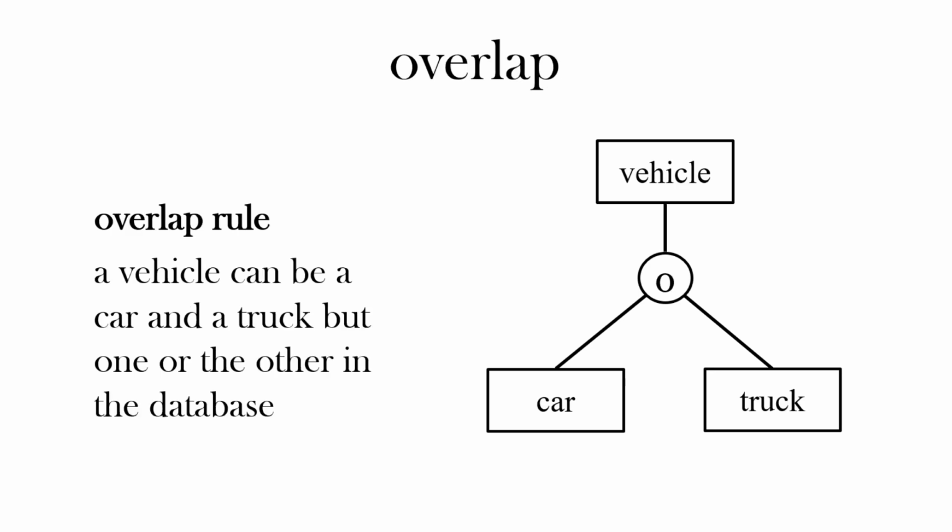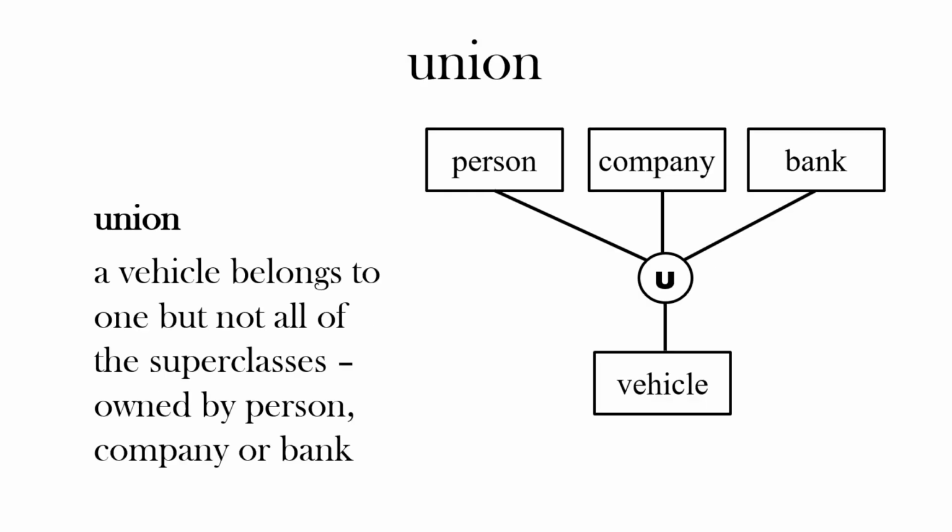Overlap, so we have a car and a truck. Now a vehicle could essentially be a car and a truck, but in a database it has to be one or the other. So in a design we put something that's a car in cars, something that's a truck in truck. If we're not sure, we have to decide which one it's going to go in. Here we've got union. We've got a vehicle is owned by either a person, a company or a bank. So it's owned by one but not all. So we can see the symbol U inside the circle.